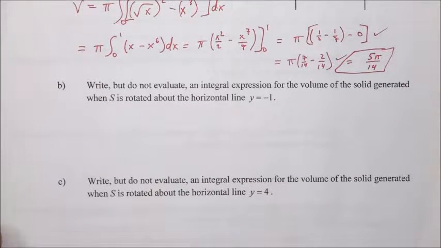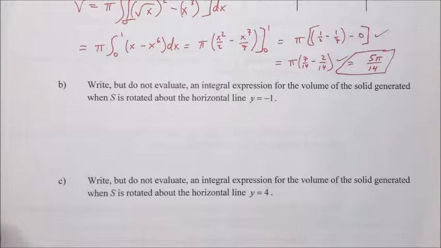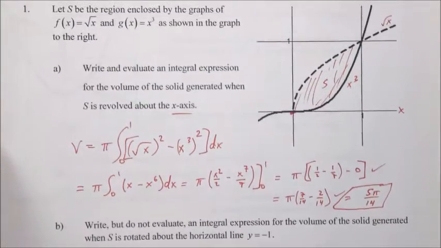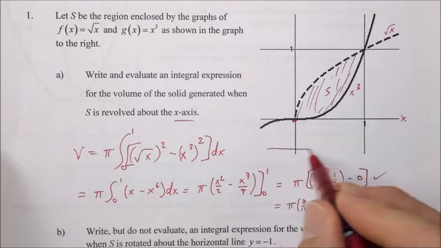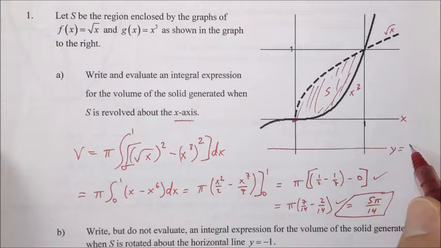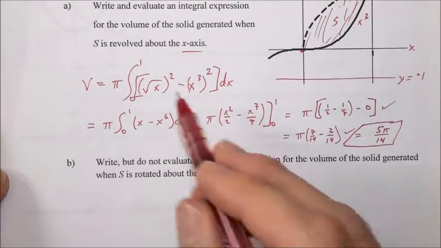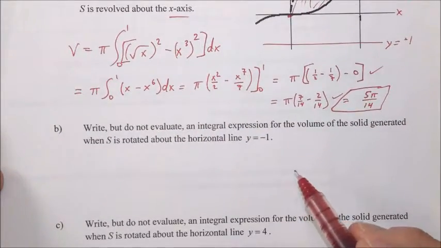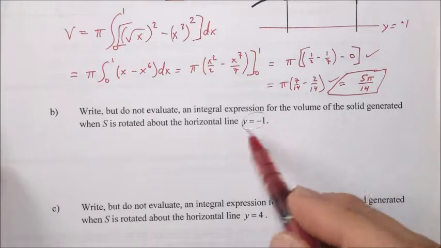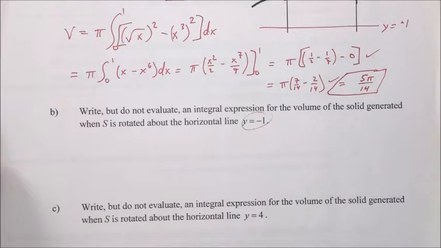Part B, write but do not evaluate an integral expression for the volume of the solid when S is rotated around the horizontal line y equals -1. So if we go back to our graph, y equals -1 will be down here. That's below the curve, which means that we're going to keep the order of our functions, but we have to add 1 to each of them to account for the fact that we are going 1 unit below the x-axis.